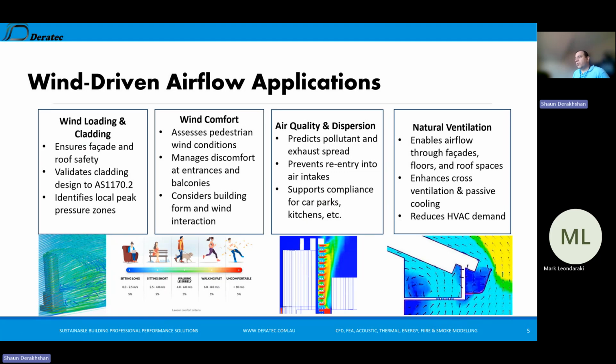I can categorize this in four categories. You can add more, but this is what I did. Wind loading and cladding, which we mentioned already, to ensure facade and roof safety. Validate cladding design to AS 1170.2, especially when a standard solution or DTS solution is not available. Identify local peak pressure zones. Sometimes we need to know how a particular curve or shape or sharp corner has an effect.